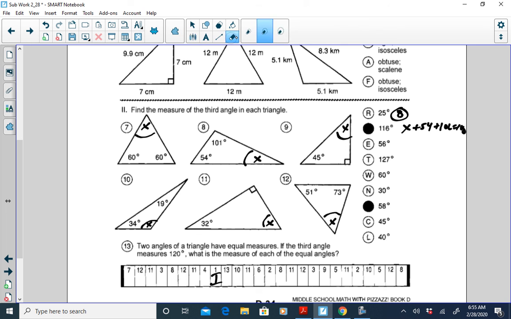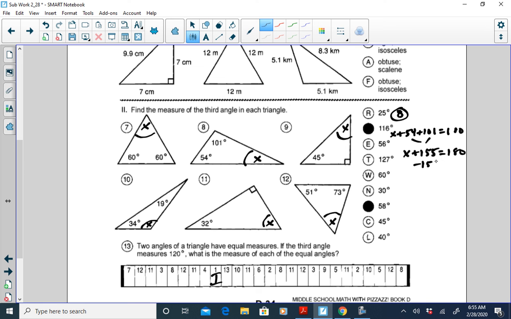Right, let's do that again because that's a little too sloppy. All right, move it over a bit. We'd have x plus the 54 plus the 101 has to be equal to 180. We'd add our like terms. 54 and 101 is 155, so we'd have x plus 155 is equal to 180. We'd subtract 155 from both sides of the equation. Right, you're doing this work on a separate sheet of lined paper. Right, they're going to cancel. So x is going to be equal to 180 minus 155. That's going to be 25 degrees. So x is 25 for problem number, what was that, 8?